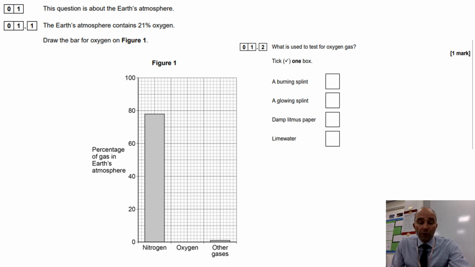We need to draw or complete the bar chart for oxygen. Now, this should be one of the easiest marks you're going to get, but there is a bit of a catch, so be careful with how far you draw your bar.